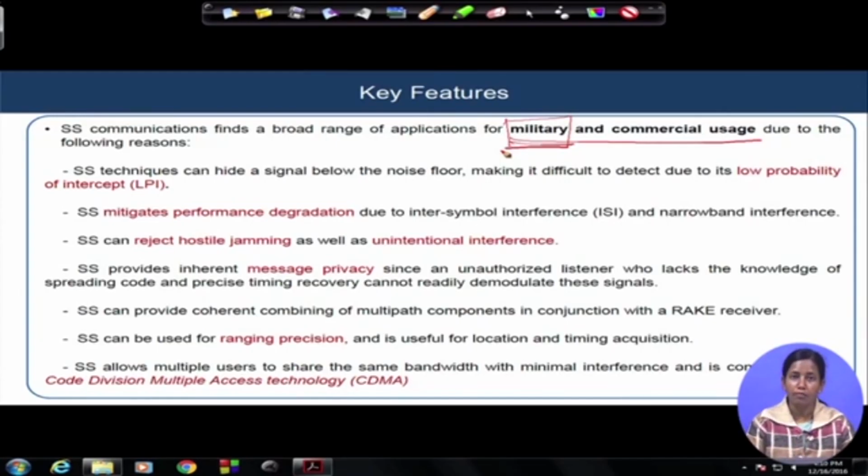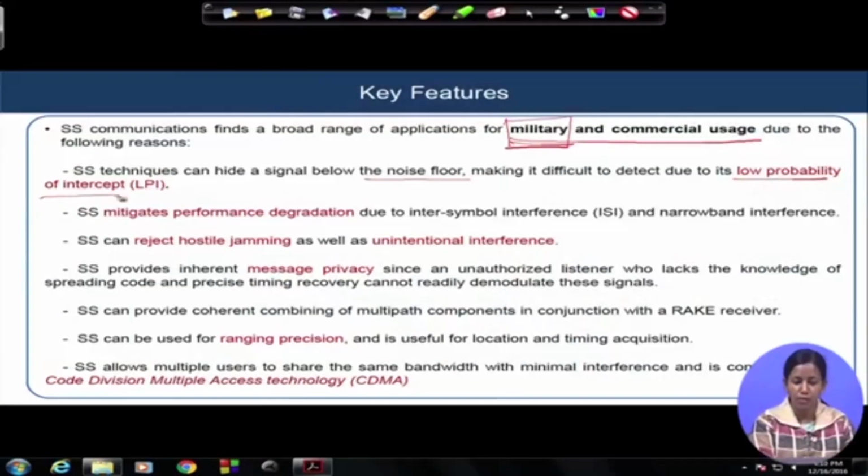There are different reasons for which spread spectrum communication became so popular. Spread spectrum communication hides your signal below the noise floor. So it makes it very difficult to detect whether there is a communication or not. It gives you very poor detectability. We call it low probability of intercept. You cannot detect whether a communication is going on or not.